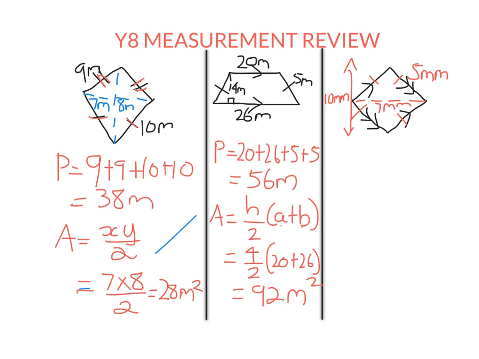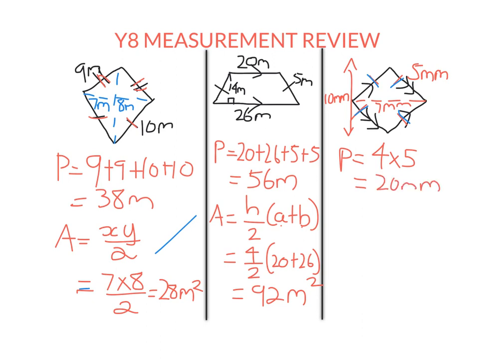So the perimeter of this shape, it would just be 4 times 5, because all four sides are equal. That's what these lines mean here. So the perimeter will be 20, and this time it is millimeters.